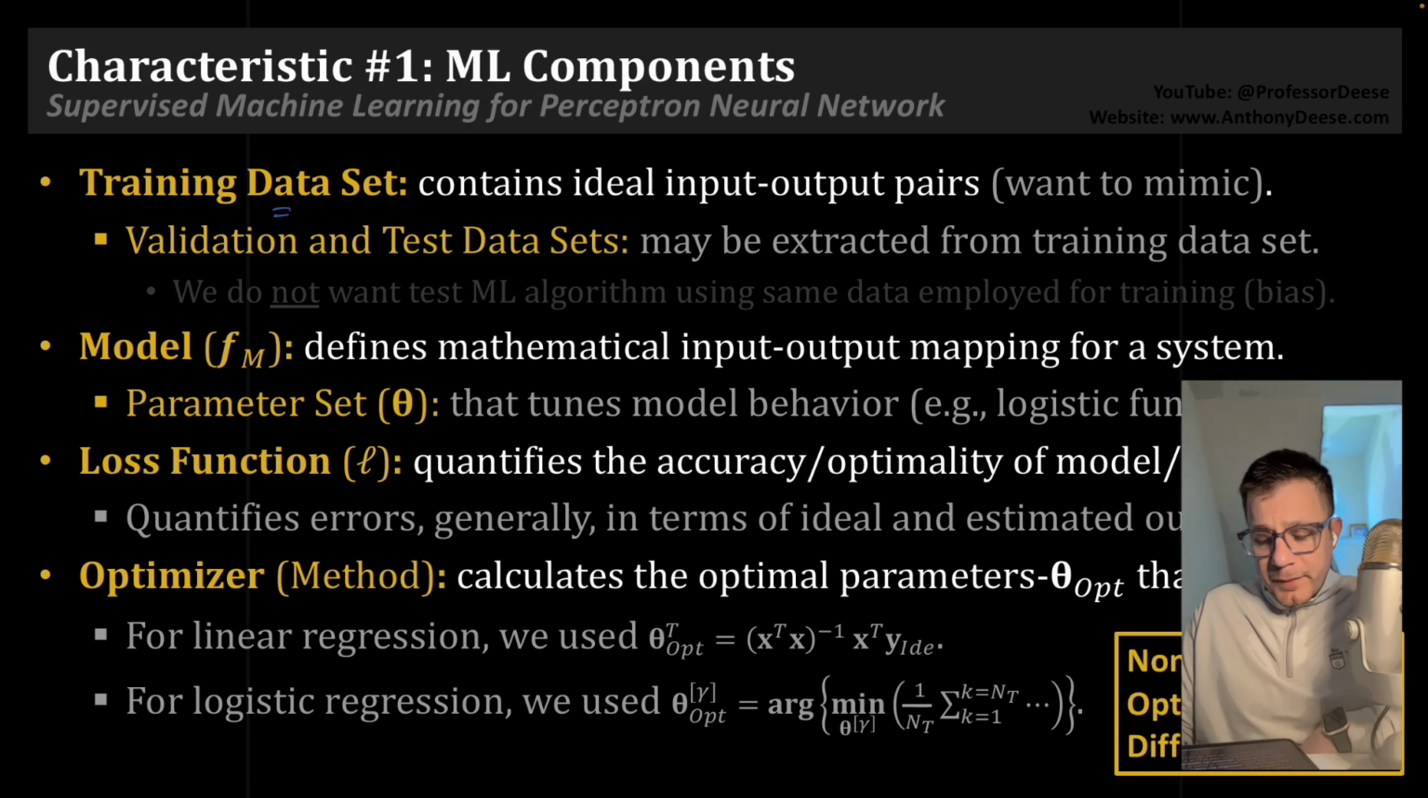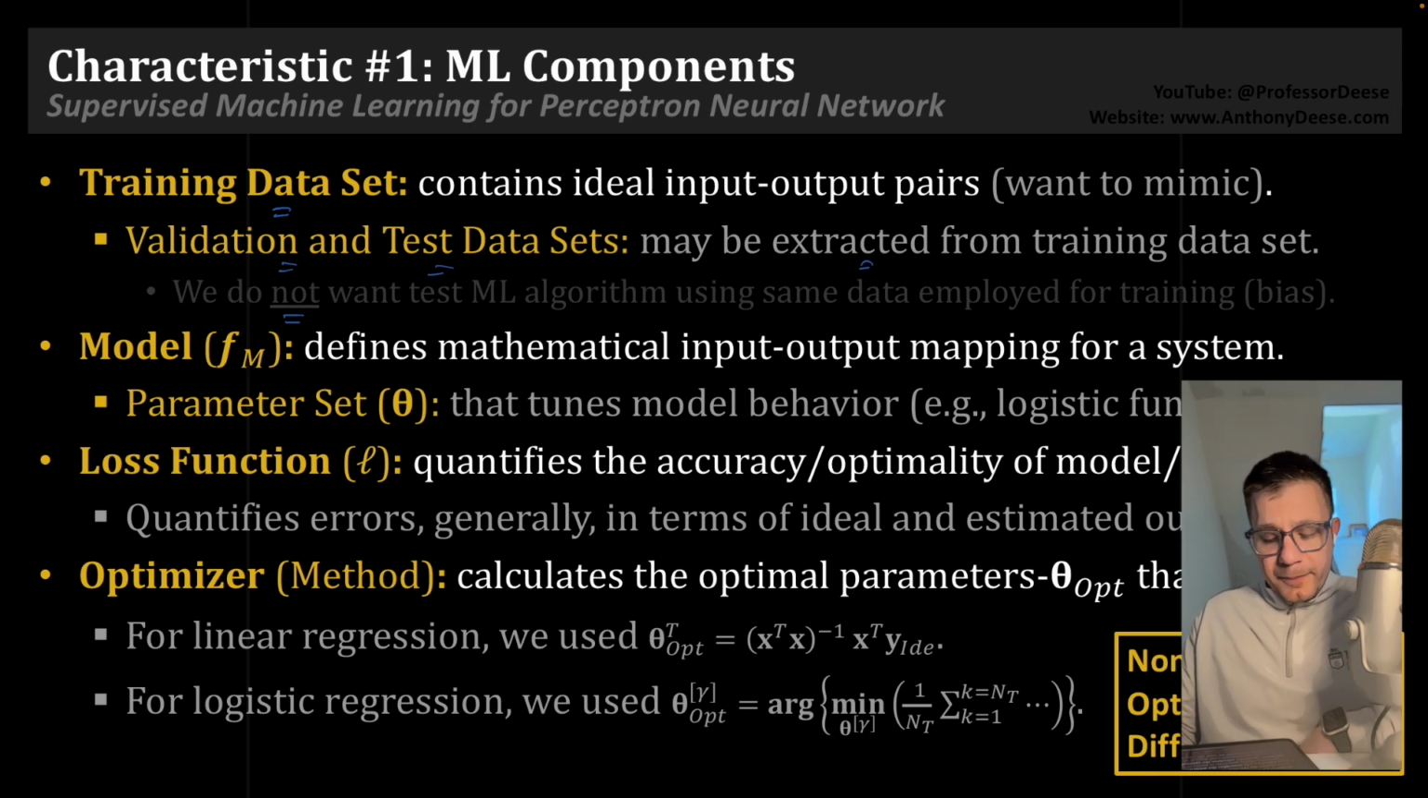Within that, or a subset of that, we also have the validation and test data sets. Often, that can be extracted from the training data set. The most important thing to realize is that we do not want to test our machine learning algorithm using the same data that was employed to train it. That's going to lead to a significant amount of bias in the way that our machine learning implementation works. We always want to have a separate validation and testing data set to employ.